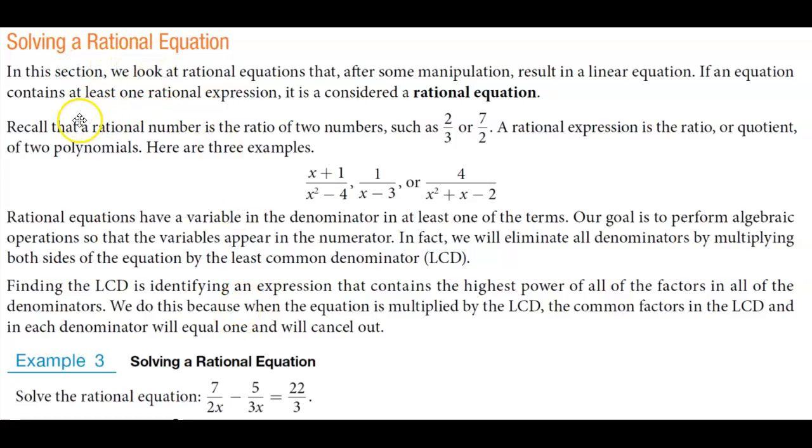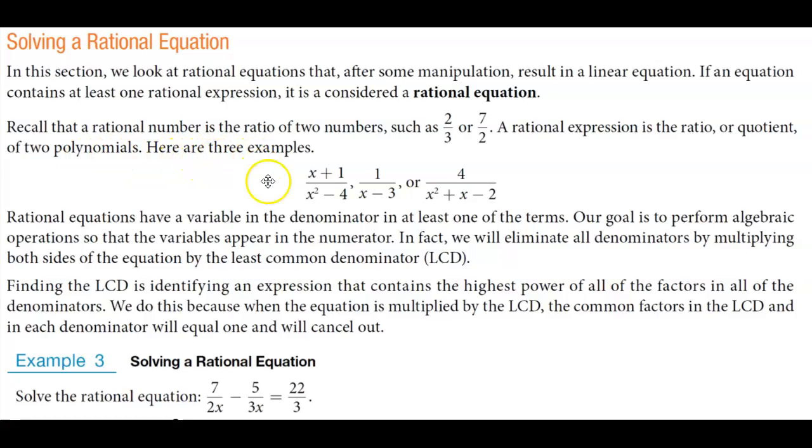Solving a rational equation. In this section, we look at rational equations that, after some manipulation, result in a linear equation. If an equation contains at least one rational expression, it is considered a rational equation. Recall that a rational number is the ratio of two numbers, such as 2/3 or 7/2. A rational expression is the ratio or quotient of two polynomials.